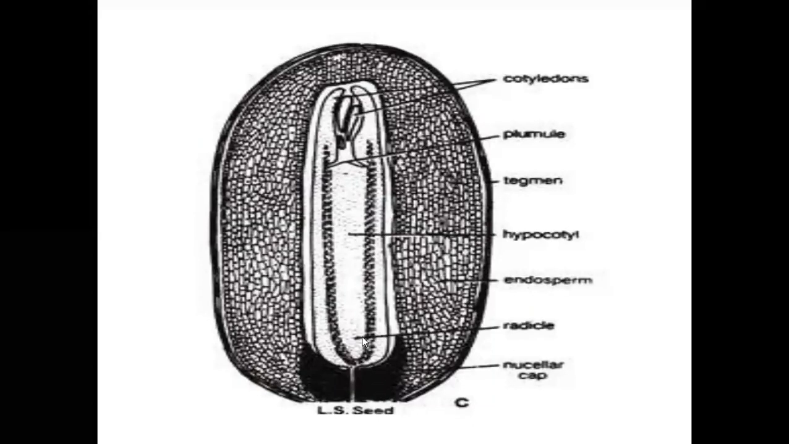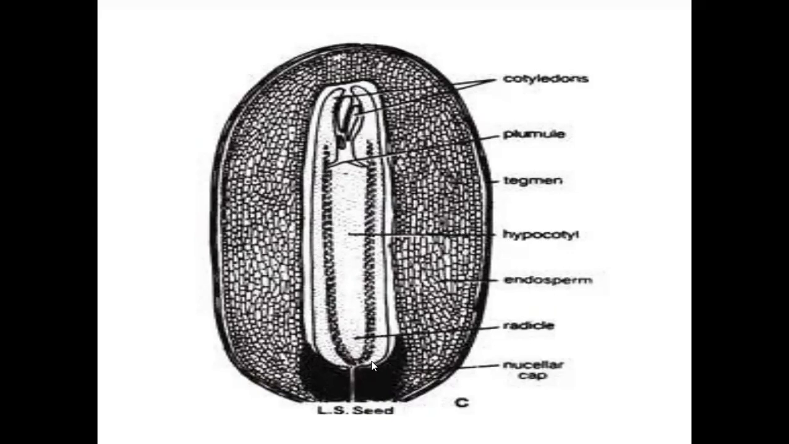Above the new cellular cap, the embryo is present. The embryo contains mainly two portions. The lower portion is called hypocotyl. The upper portion is called epicotyl.